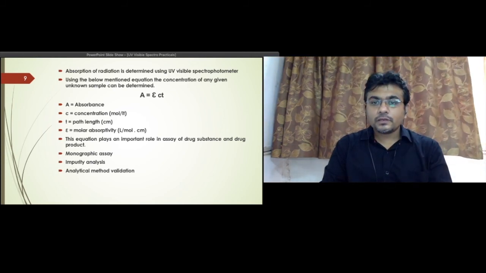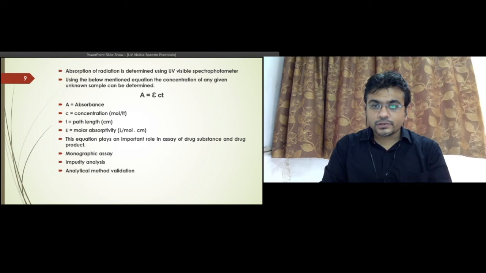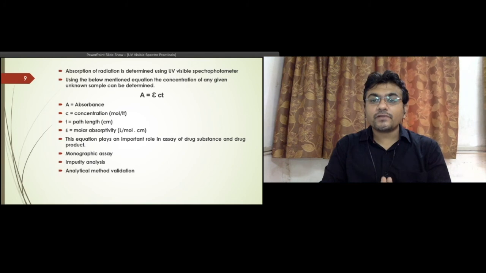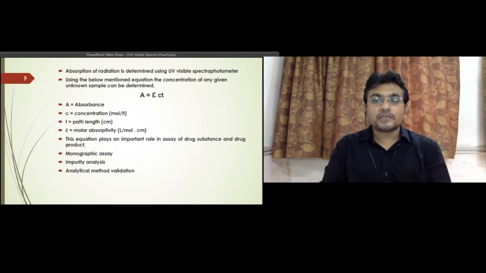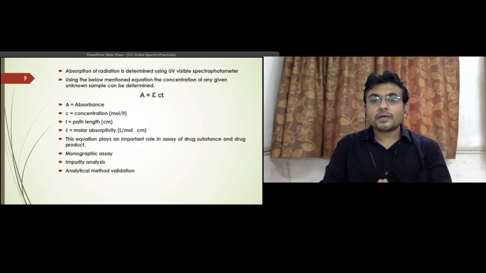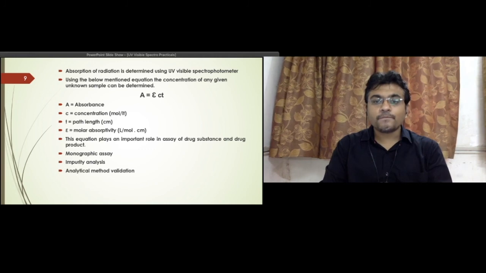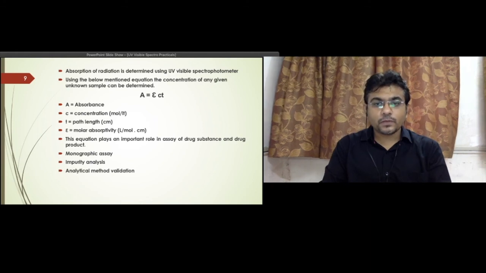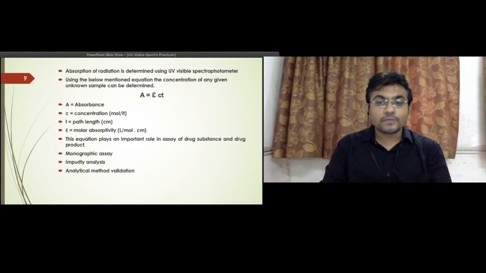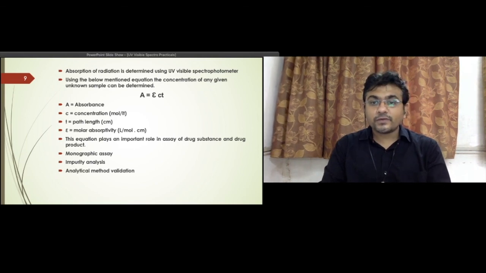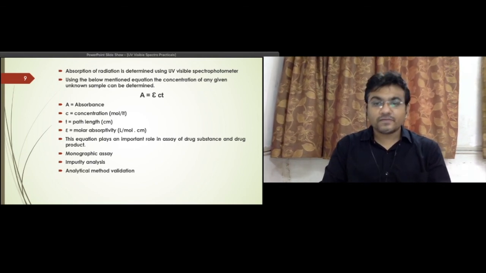Now in the equation A equals epsilon C t, the path length will remain constant, because the length of the cuvette in which we are taking and analyzing the sample will always be constant. The length of the cuvette will not change. That's why the path length will always remain constant. In our case, t is 1 centimeter. Now, if we know the value of absorbance and the value of molar absorptivity of a compound, we can determine the concentration of any unknown solution. So this is how this particular equation helps us identify the concentration of the compound.